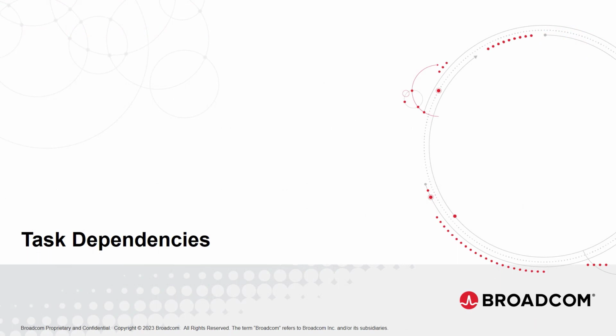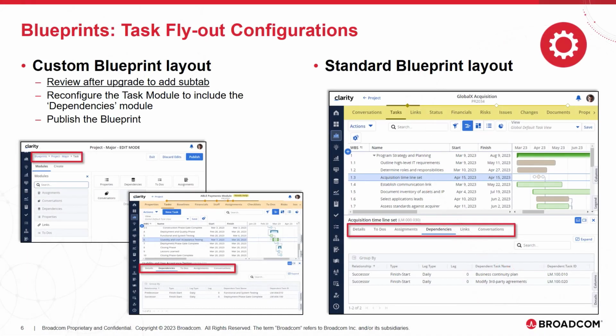Task dependencies. The standard blueprint for projects or custom investment types has the new Dependencies subtab automatically configured between the Assignments tab and the Links tab. Any custom blueprint that the Clarity Administrator has created will not have this new subtab automatically added after the upgrade. It will be up to the administrator to make the choice to include the subtab in the Custom Blueprint Tasks module.